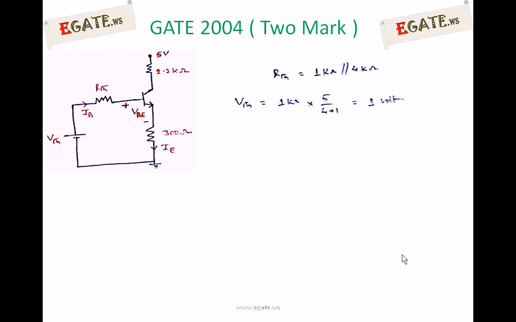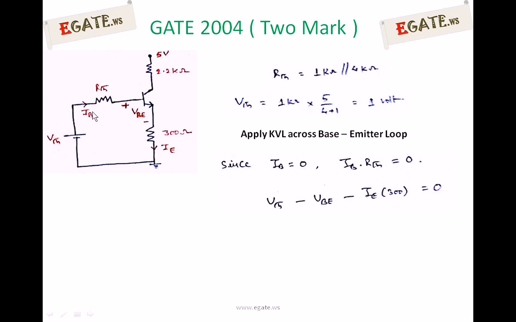So calculate IC, that is nothing but IE itself, because IB is equal to 0. Calculate IE from the base emitter loop. Apply KVL across the base emitter loop, which is VTH minus IB into RTH minus VBE minus IE into 300 ohms. But IB is equal to 0 because beta is very large, so we can neglect the voltage drop across the Thevenin's resistance. IB into RTH becomes 0 since IB is 0. So the KVL simply consists of VTH minus VBE minus IE into 300. From this you can calculate IE.